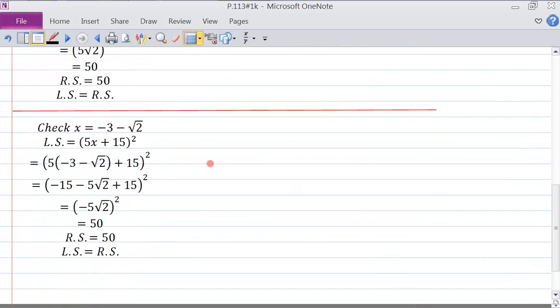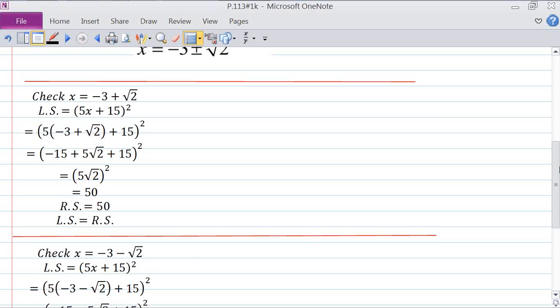And if I do the same thing with the other solution, which was minus 3 plus or minus the root of 2, I'm going to choose the minus one here, and I replace the x by minus 3 minus root 2. I get minus 15 and minus 5 root 2 plus 15 right over here. So the minus 15 plus 15 sum to 0 as they did in the last check. And now I have minus 5 root 2 instead of plus 5 root 2. But when I square that, I get the same answer of 50. So these are the two solutions.